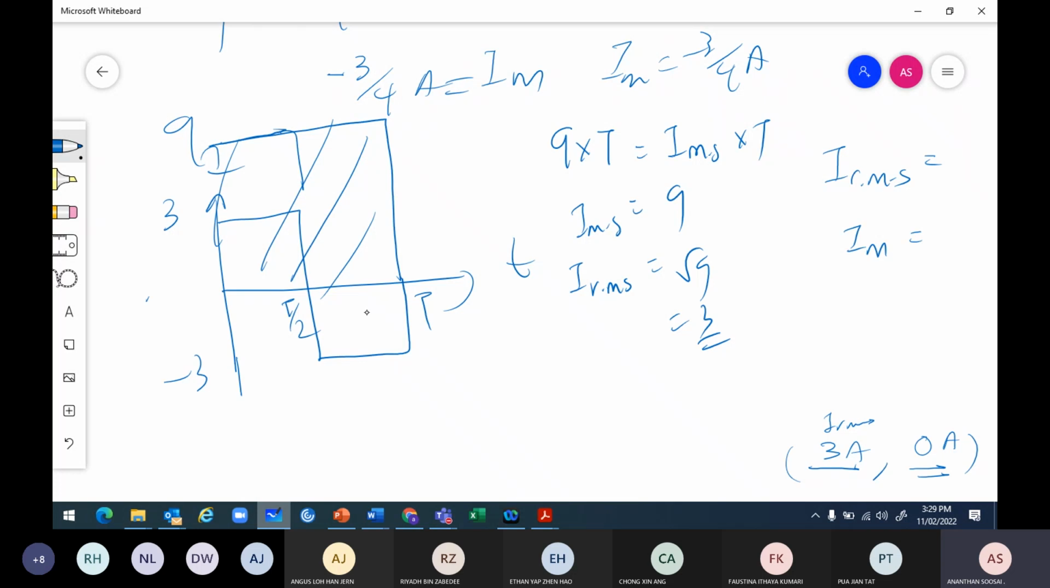So I mean is 3 times T over 2 minus 3 times another T over 2 equals I mean times period. Of course the areas exactly cancel each other. So I mean is 0. So there is no average current.